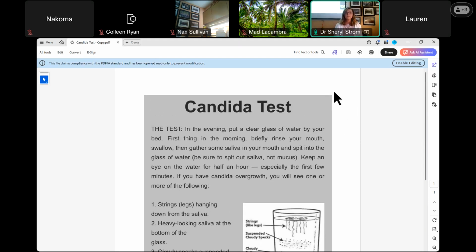Especially those who eat lots and lots of sugars. And it doesn't have to be candy. It can be alcohol, right? It can be a lot of carbohydrates.